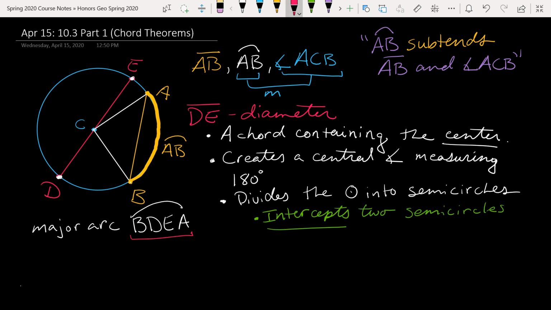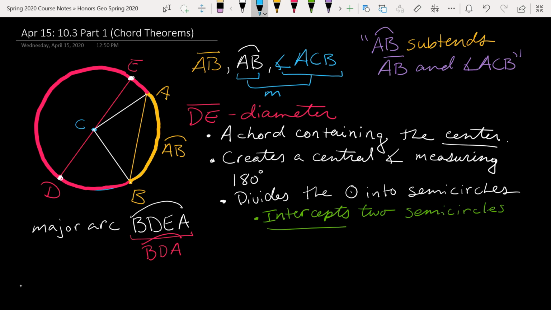Now this particular naming of this major arc isn't absolutely necessary. We could probably shorten it, if we wanted to, and we would have no confusion. The arc that begins at B, runs through D, and goes all the way through A, also has to pass through point E. So it's not entirely necessary to include E in the name of the arc, but you certainly can if you want to.